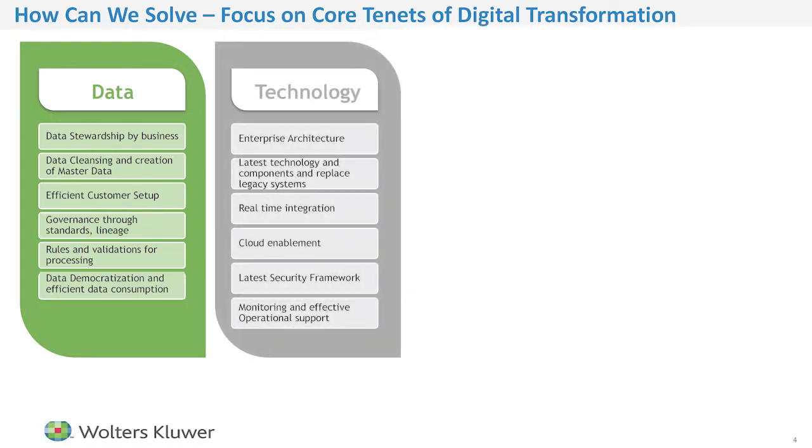And then the right enterprise architecture. It's very important, and a lot of organizations get to it slightly differently, but whatever mechanism you put in, make sure you have enterprise architecture, which basically tells you what your current state is. Make sure you grabbed all the applications that play in the domain, and you have a future state architecture in mind as you take the journey. And then latest technology and components, and replace legacy systems.